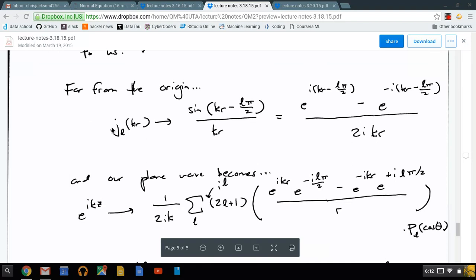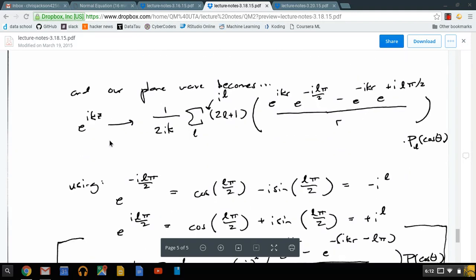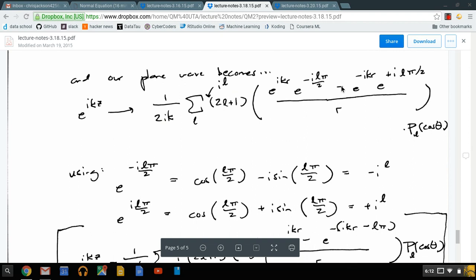So this is just this stuff, and I've separated the e to the ikr and the e to the plus or minus ilπ/2 into separate pieces, right? But I've just plugged it into our expression for the plane wave, okay? Here's the 1 over 2ik that's coming from this thing here, and here's my Legendre polynomial. So this is what we would have, okay?